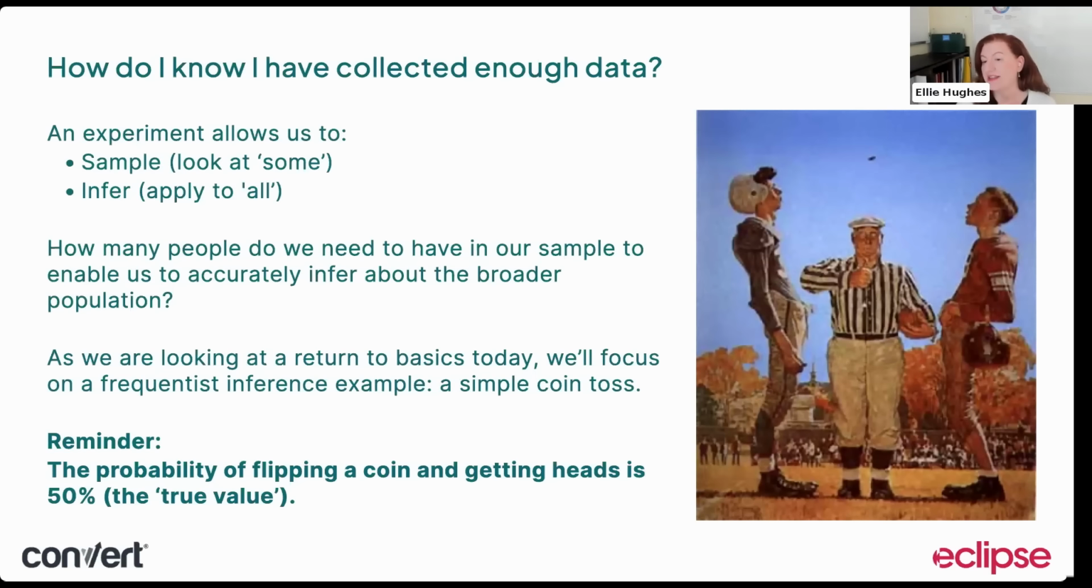So we're going to focus on a frequentist inference example. If you want to talk about other schools of inference, there will be other sessions that I'm sure will happen that are focused on other kinds of inference that you can look at. So in this instance, the classic frequentist example would be a simple coin toss, as you can see here on the right. The probability of flipping a coin and getting heads is 50%, as we all kind of know in our heads. And that's the true value that, if we keep sampling, we'll eventually get to. But how much sample do we need to collect in order to find the true value?